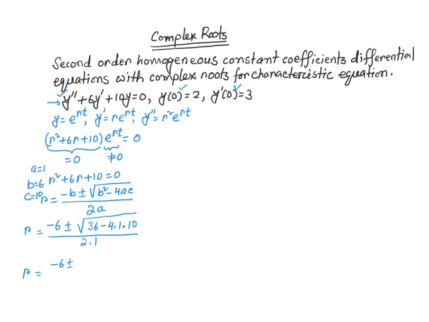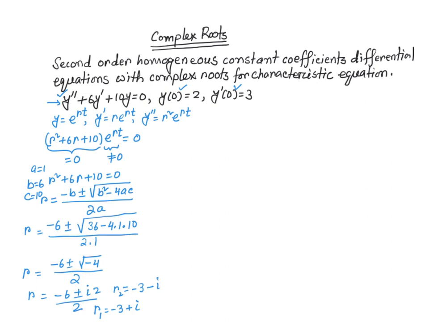So it's going to give me square root of negative 4, right? Which, by the way, is nothing but i times square root of 4. All of it divided by 2. So r is going to be equal to negative 6 plus or minus i times square root of 4, which is just 2, right? All of it divided by 2. That gives me r1 is equal to negative 3 plus i, and my r2 is going to be negative 3 minus i. So I have my r1 and r2.